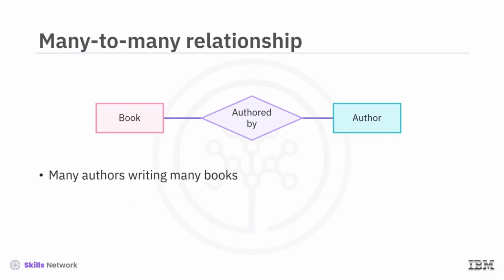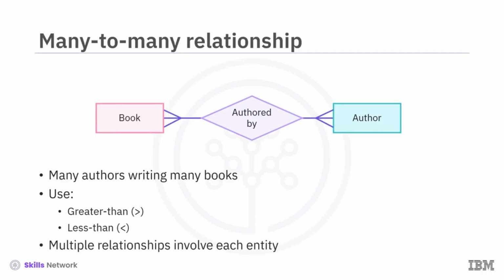To represent many authors writing many books, use the greater than and less than symbols on either side of the relationship set. The scenario is termed a many-to-many relationship. Multiple relationships involve each entity in the entity set. It includes scenarios where many authors author many books.